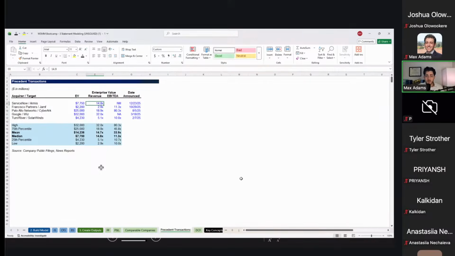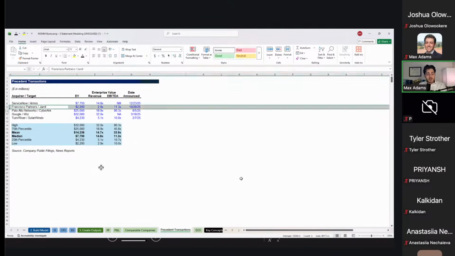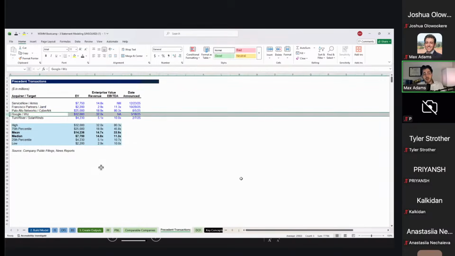Okay, a couple other things to look at. The multiples, and I mentioned this in the presentation earlier, are very different. We've got a 3x multiple and we've got a 30x multiple. So our precedents list, honestly, could use some work. It's not that good because we've got this massive range, and the 3x is probably too low and 30x is probably too high. Now, take a look at these two deals, Francisco Partners Jamf and Google Wiz, and tell me why those multiples might be so different.